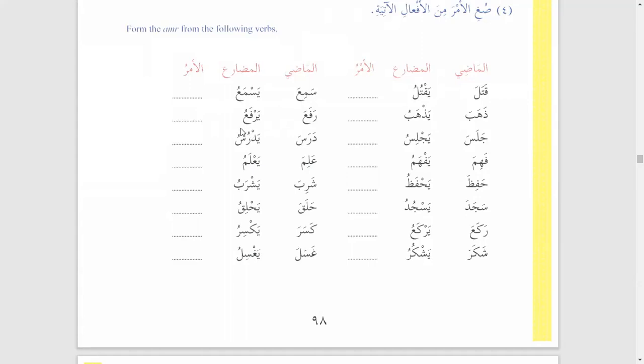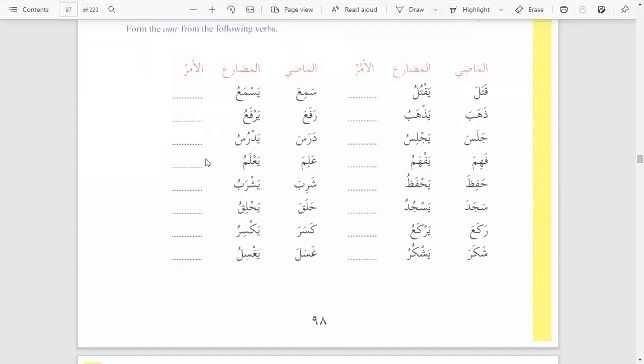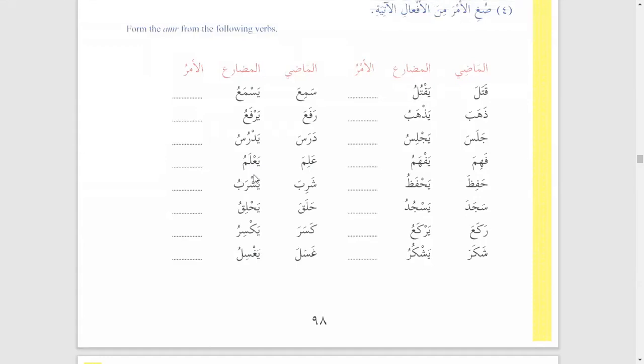ارفع. Rafa رفع yarfa يرفع. Irfa, you raise. Okay. Darasa yadrusu. Udrus, you study. Excellent. Alima ya'lamu. I'lam, اعلم, you know. Shariba yashrabu. Ishrab, you drink. Excellent. Halaqa yahliqu.